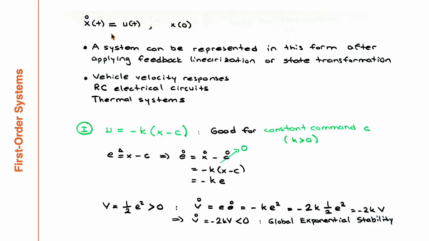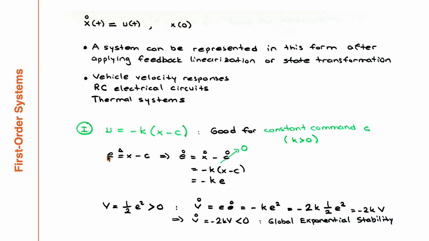All right, I will cover two types of controllers for these systems. The first one is u equals minus K times (x minus c). This is how our control law looks. And I would like to mention this up front: this type of control action is good when you want to track a constant command c. c is the command that you would like to track. And K here is a positive gain.